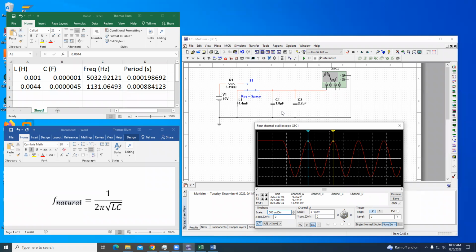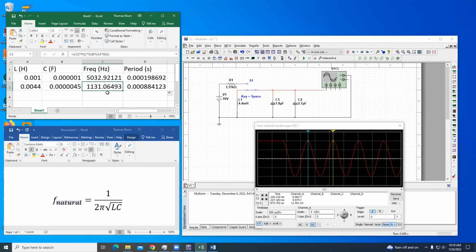873 microseconds. Okay, now I have two capacitors here in parallel, and capacitors in parallel add. If I add those, that is 4.5 microfarads, and that's here. Micro is 10 to the minus 6, so I needed to go from 4.5 and move the decimal place 6 places: 1, 2, 3, 4, 5, 6. So it's 0.0000045. My inductor is 4.4 millihenries. Milli was 3 places, so 0.0044.